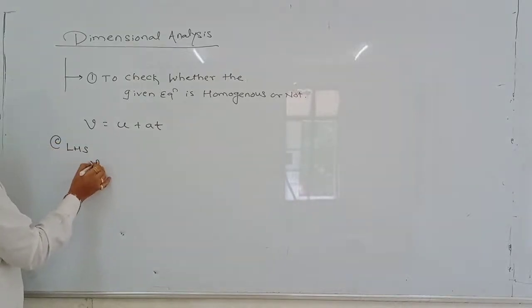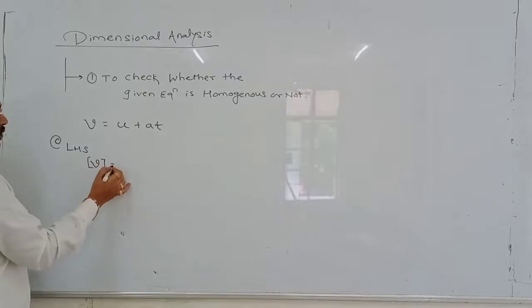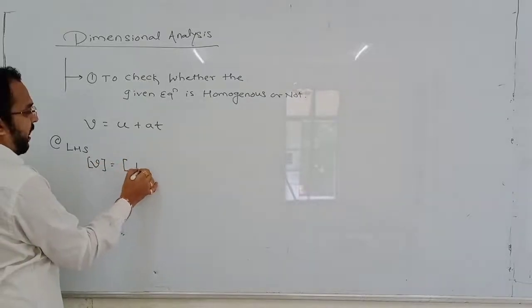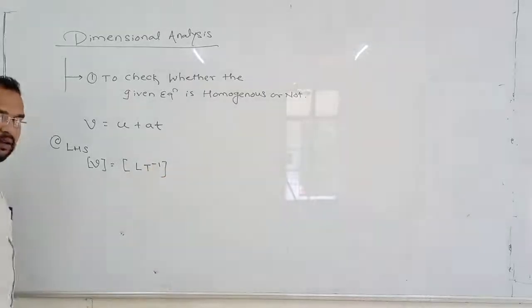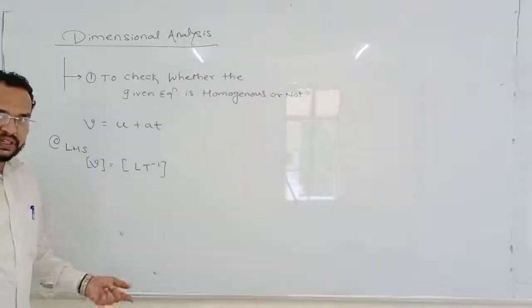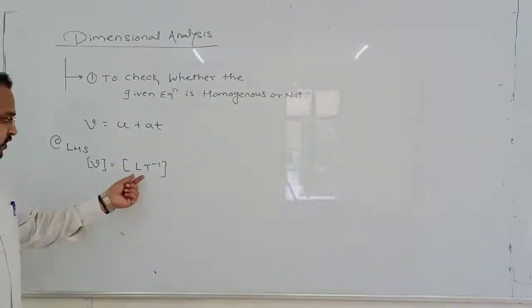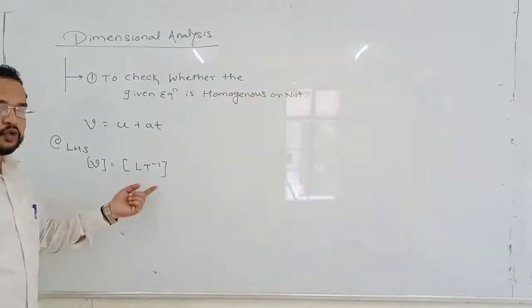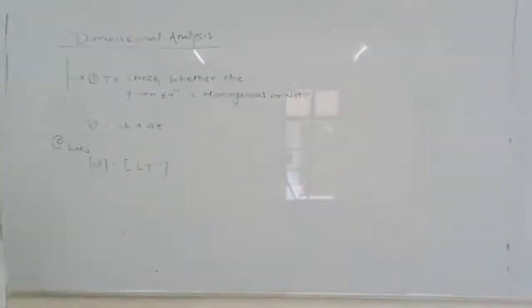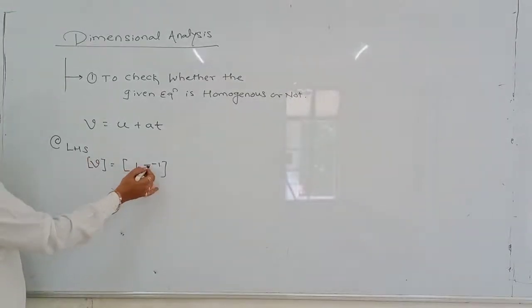Who is on the LHS? Velocity. What are the dimensions of velocity? LT^-1, meter per second. Now in this, per second means upon time. Distance means L upon time t. When this t comes to the numerator, it will become t^-1. This is the dimension of LHS.